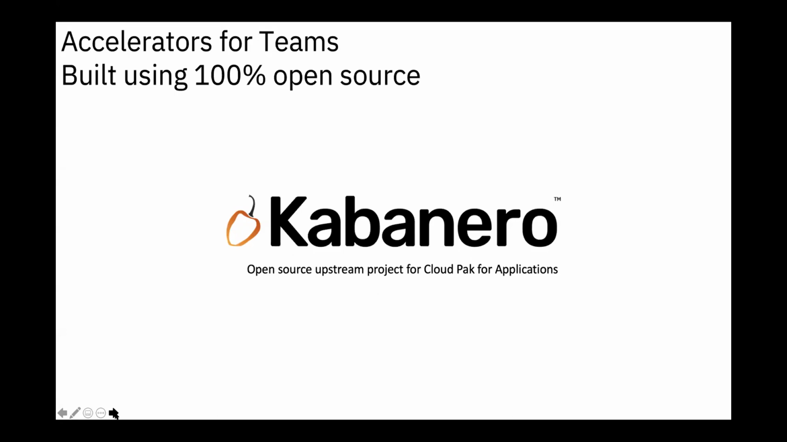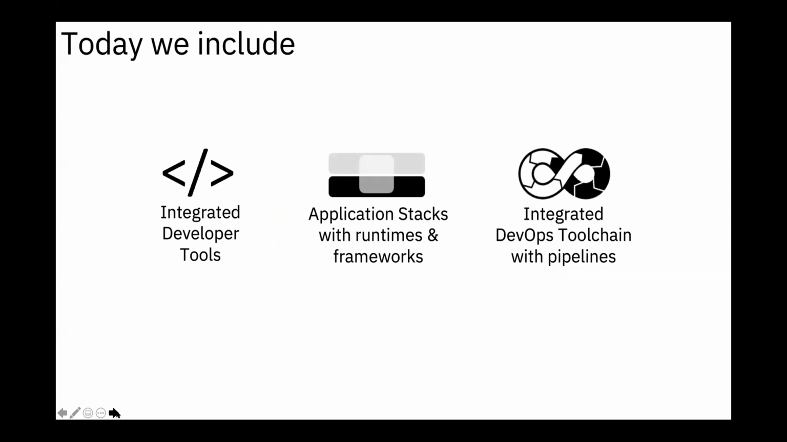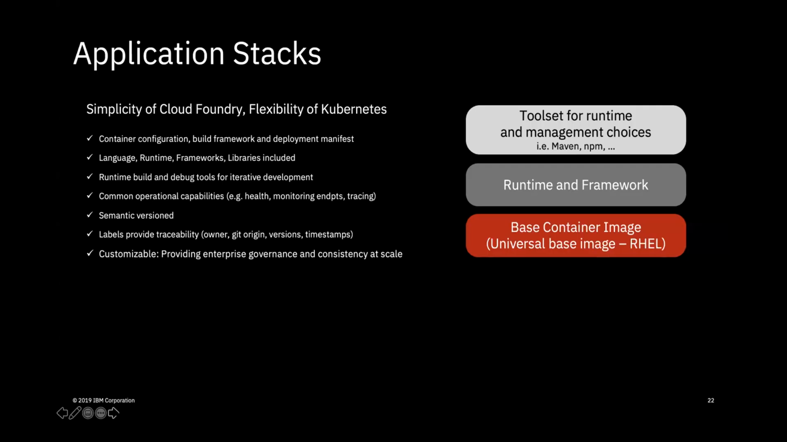So that's where this technology I'm talking about, Accelerator for Teams, is sourced from an open source project called Kabanero. We've done all this development out in the open. We've had lots of other open source projects ask us questions and want to contribute or want to play. So it has been done out in the open. So what we include in this today is these application stacks, a set of developer tools, and a set of CI/CD pipeline tools.